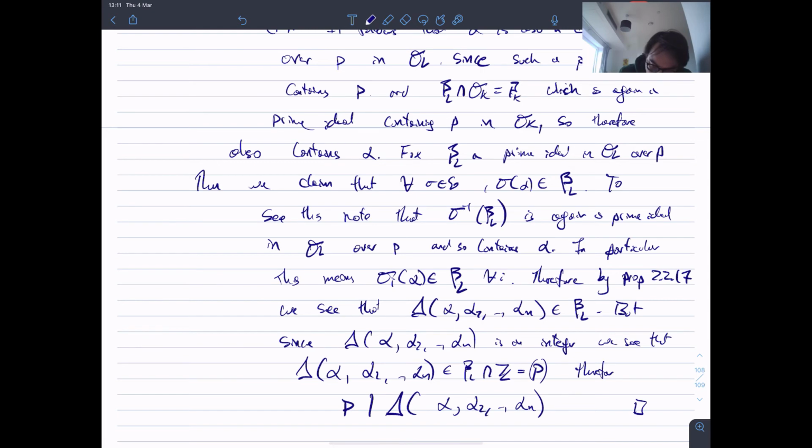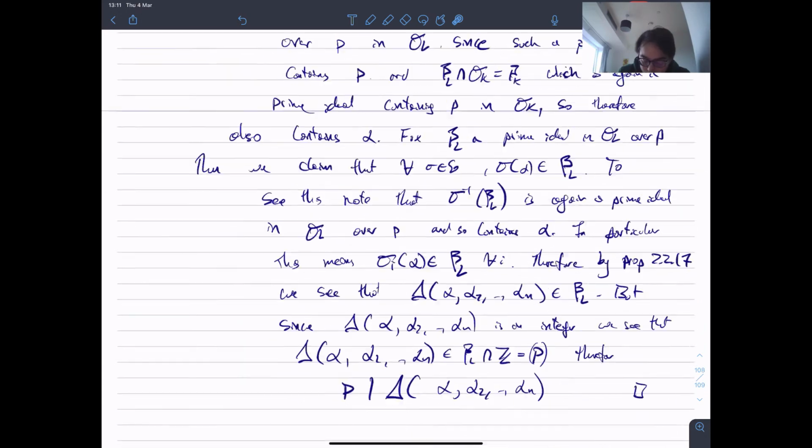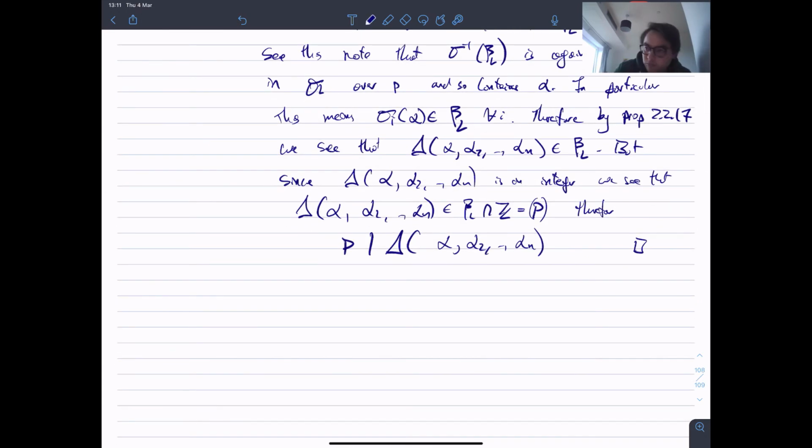And we're done, because all I was saying is, if I can check that P divides this number, then it means that P divides this side of the equality, but I know that P doesn't divide M1 squared, so P has to divide this number, which is exactly the discriminant of my field. So if my prime P was ramified, then it had to divide the discriminant. Cool.